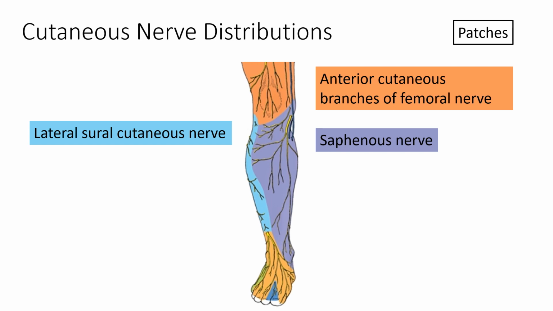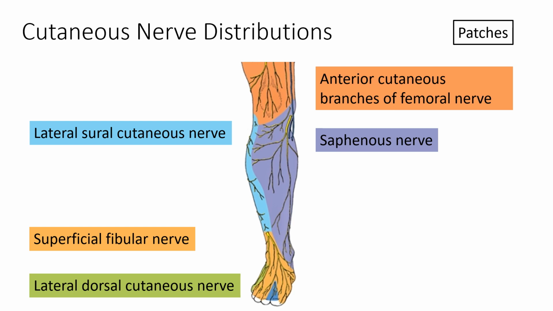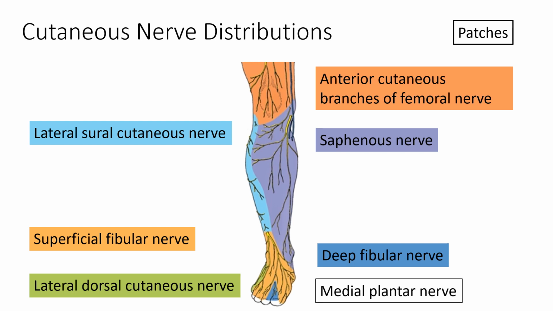Most of the dorsum of the foot is innervated by the superficial fibular nerve, whereas the sensation on the lateral portion of the foot is innervated by the lateral dorsal cutaneous nerve. The space in between the first and second toe is innervated by the deep fibular nerve, whereas the tips of the toes are innervated by the medial plantar nerve.